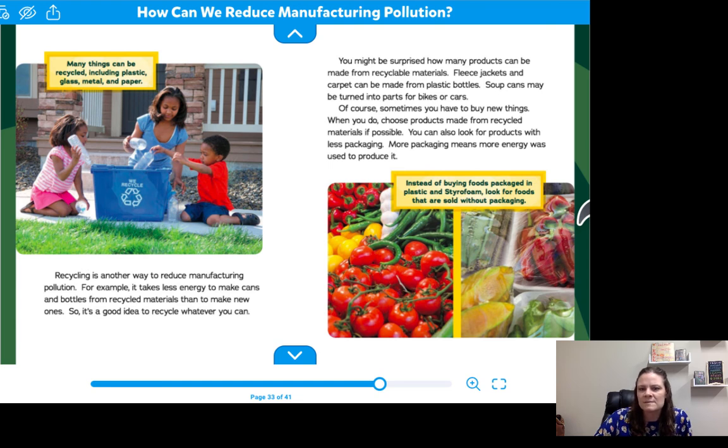Of course, sometimes you have to buy new things. When you do, choose products made from recycled materials if possible. You can also look for products with less packaging. More packaging means more energy was used to produce it. Instead of buying foods packaged in plastic and styrofoam, look for foods that are sold without packaging. What are other ways that you can reduce or use less packaging?